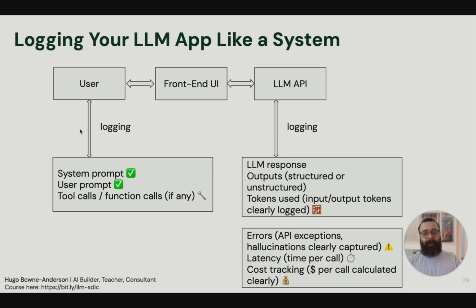Now, how do you do this? I've shown you can do it with basic logging initially, where you log a system prompt on the user side, user prompt, tool calls, function calls, if any. You've got your front-end UI. Then on your LLM API, you're logging LLM response, outputs, token usage, errors, latency, cost tracking.